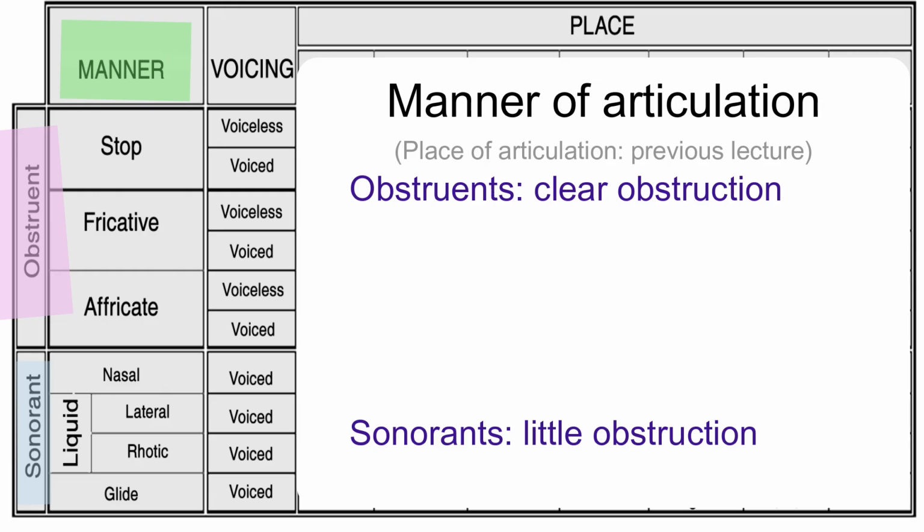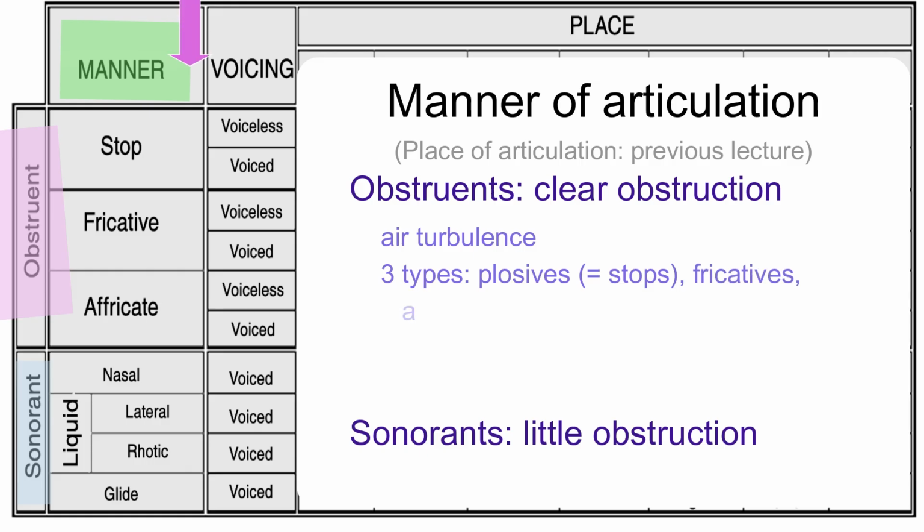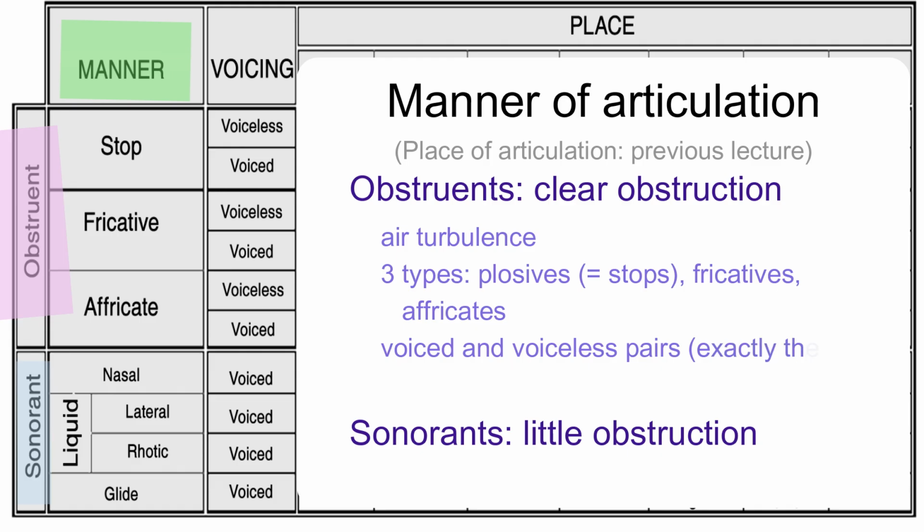Obstruents. Most consonants are obstruents. With obstruents, there is turbulence in the airflow as the airflow is obstructed or restricted in some manner. Depending on the manner of restricting the airflow, obstruents can be further divided into three types: plosives or stops, fricatives, and affricates.